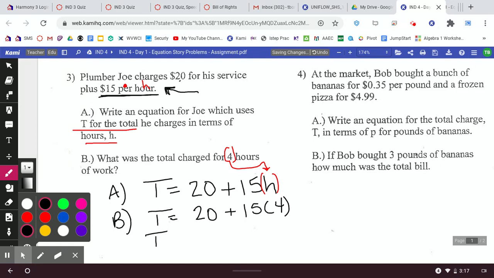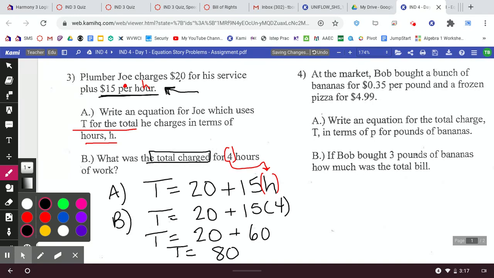And PEMDAS says we do multiplication first, so I'm going to leave this 20 alone for now. 15 times 4 is 60. And then we add that and we get 20 plus 60 is 80. Now this is a story problem, and all story problems have to have a label. And so you go back to what is it we're solving for? What was the total charged, right? Well, that's money.